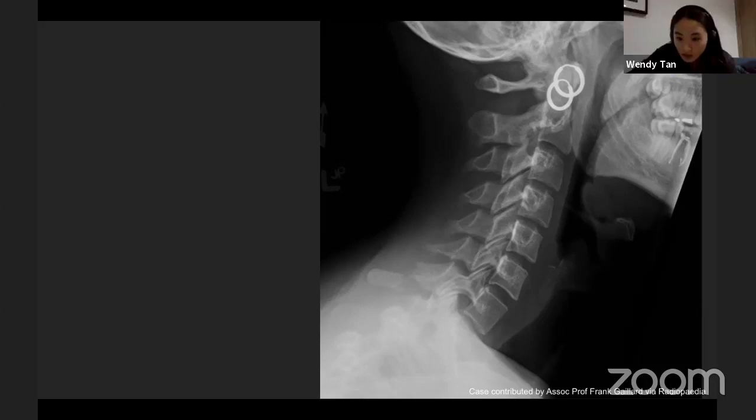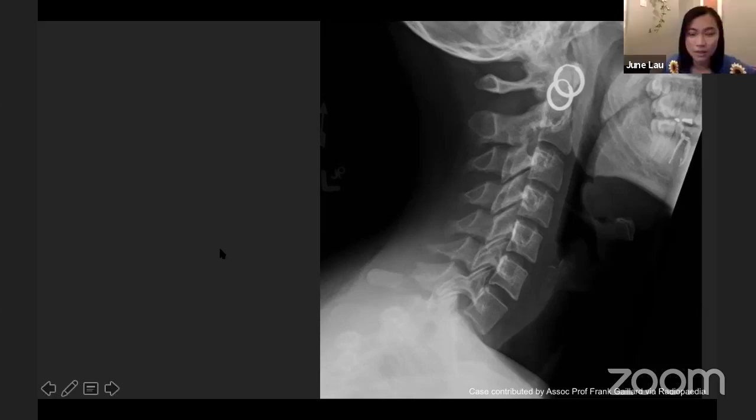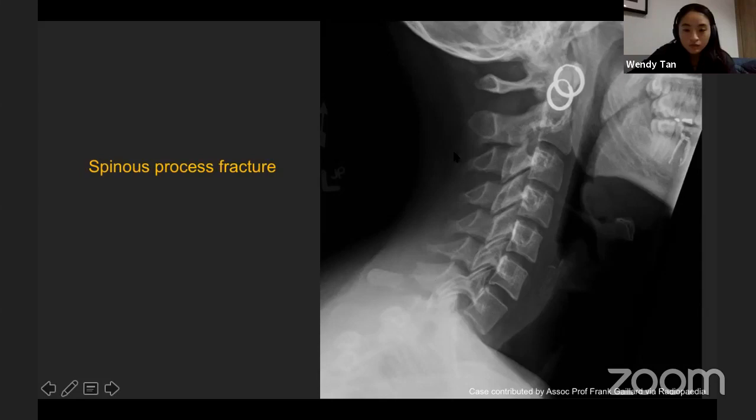Somebody said C7 spinous process fracture, C2 dislocation. So it is a spinous process fracture, and that is highlighted here. So this is your C2, 3, 4, 5, 6, 7. Yep, C7 spinous process fracture. So if you draw your lines, this anterior line, I'm happy, is relatively smooth. Posterior line, smooth again. Spinal lamina line, I'm happy with that. Spinous process line. Oh, where's the last one? Here.